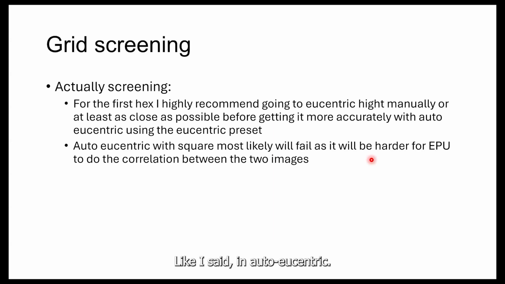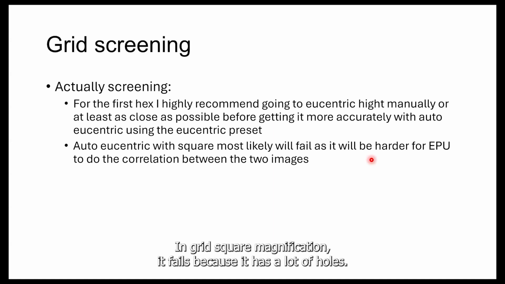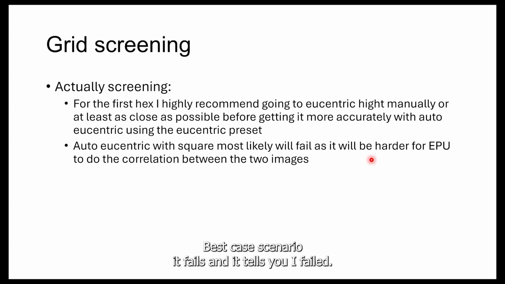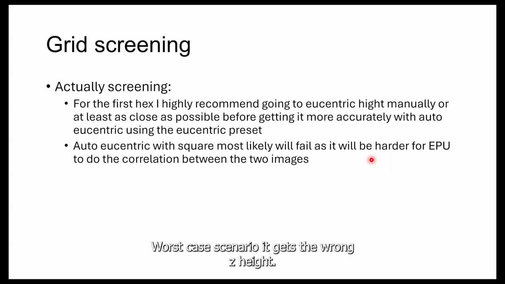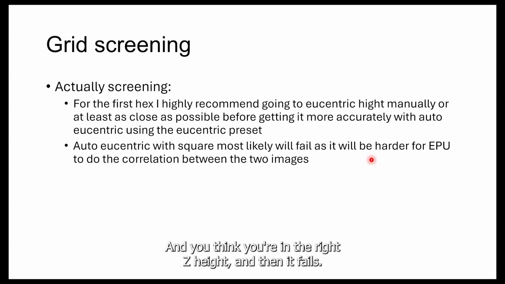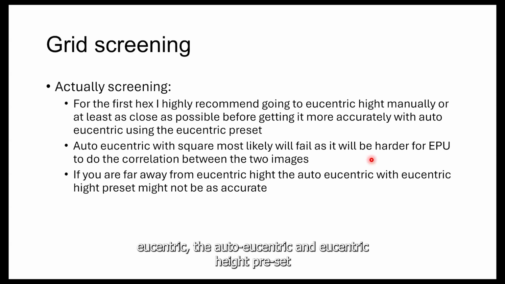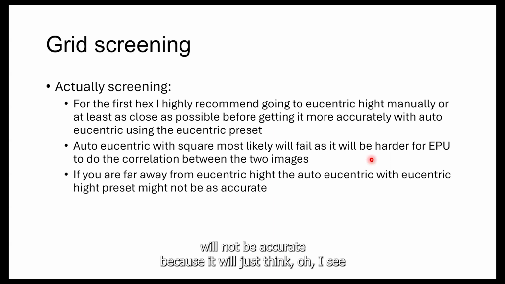And like I said, in auto-eucentric and grid square magnification, it fails because it has a lot of holes, and basically all you see is two hexagons which are black and 5,000 tiny white holes. The cross correlation just gets weird and it gets confused. Best case scenario, it fails and it tells you I failed. Worst case scenario, it gets the wrong Z height and you think you're in the right Z height and then it fails, and then you have to do it manually anyway. And if you're too far away from eucentric, the auto-eucentric and eucentric height preset will not be accurate, because it will just think, oh, I see a few holes, they're fine, it's good enough.